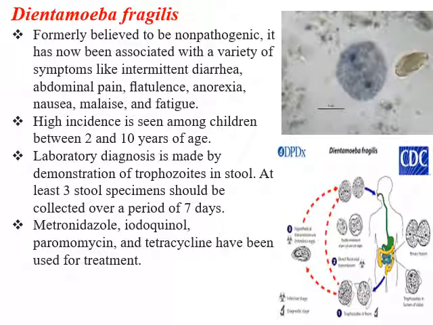Dientamoeba fragilis was formerly believed to be non-pathogenic, but is now associated with a variety of symptoms like intermittent diarrhea, abdominal pain, flatulence, anorexia, nausea, malaise, and fatigue. High incidence is seen among children between the ages of 2 to 10 years. Laboratory diagnosis is made by demonstration of trophozoites in stool. At least 3 stool specimens should be collected over a period of 7 days. The treatment is metronidazole, iodoquinol, paromomycin, and tetracycline.